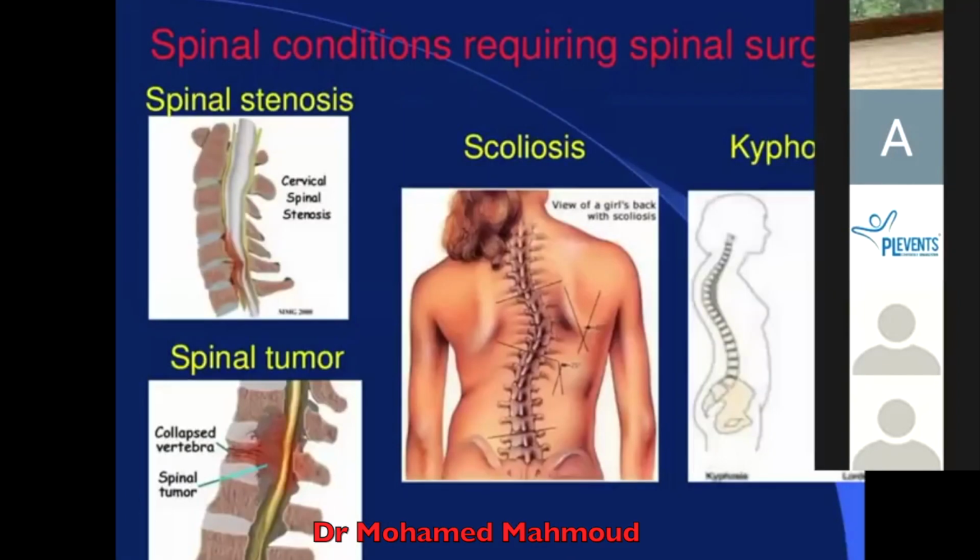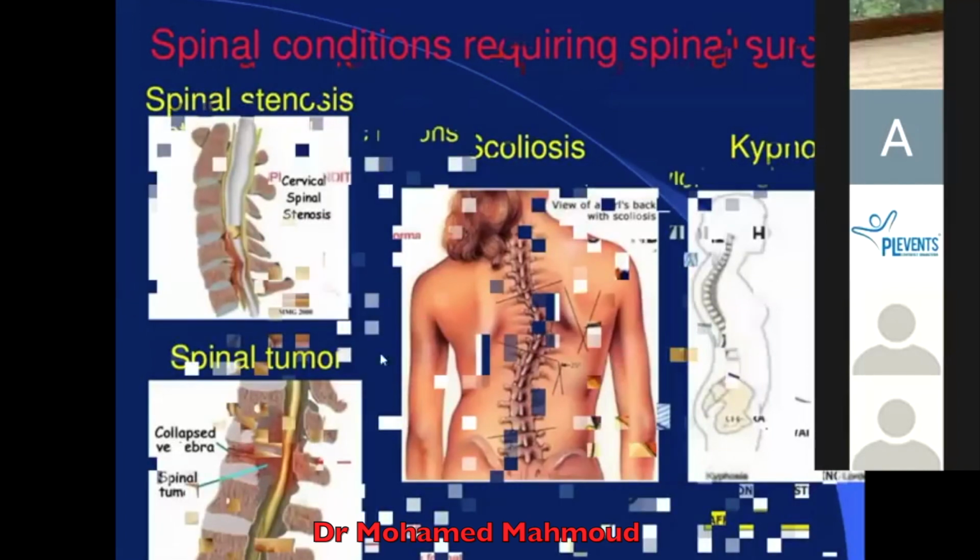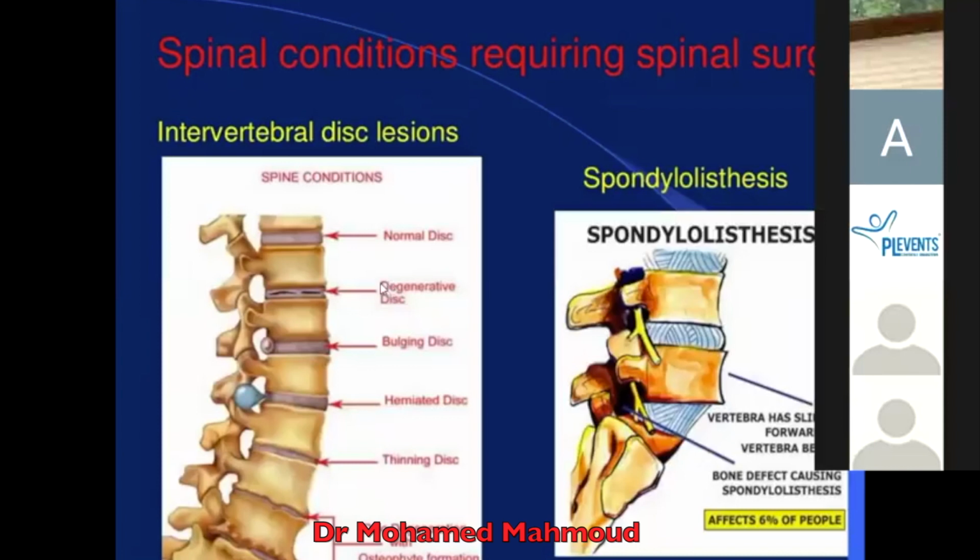This is diagrams for spinal conditions that require surgery. Cervical canal stenosis, collapse vertebrae, or scoliosis. This is conditions with normal disc, degenerative disc, bulging disc, herniated disc, and some deformities like spondylolisthesis.